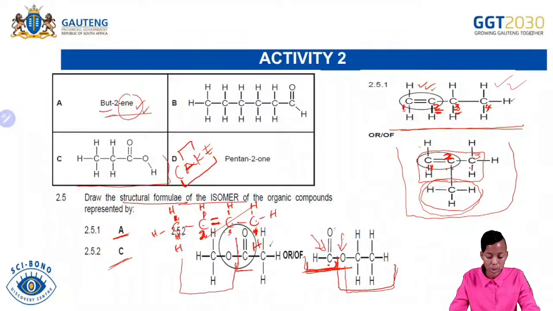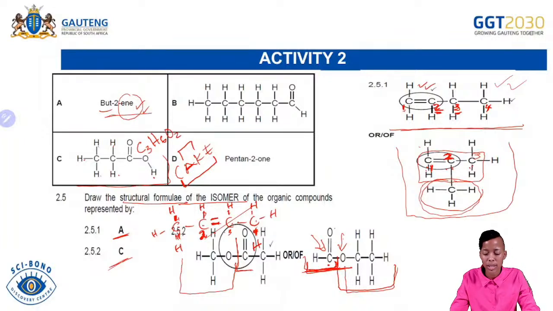So again, to verify your structures, what is it that you are going to do? Remember, according to definition, isomers have the same molecular formula. So you need to count the number of carbons. How many carbons do you have there? You have 3 carbons. And how many hydrogens do you have there? We can see that you have 6. So it's 1, 2, 3, 4, 5, 6. And then how many oxygens?